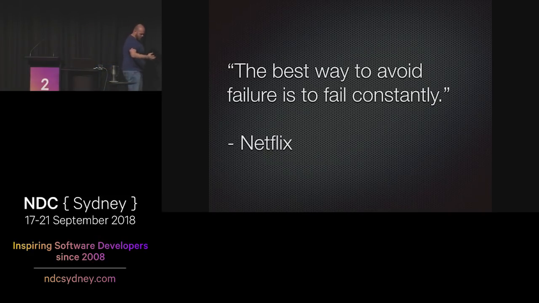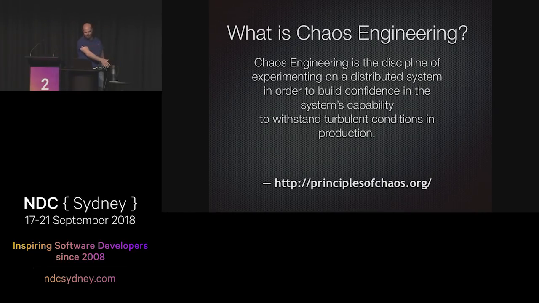Netflix gave a great quote. There's many, many blog posts out there about this type of thing and about tracing. And Netflix said, the best way to avoid failure is to fail constantly. Now, you can take that in whatever way you want. But to me, that actually means that they are testing failure and actually injecting failure into their system every day so they can understand what is going on. And thus, this is what chaos engineering is.